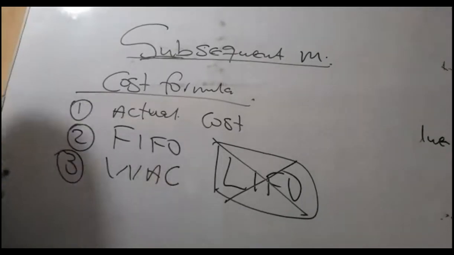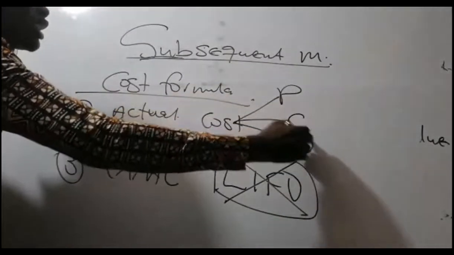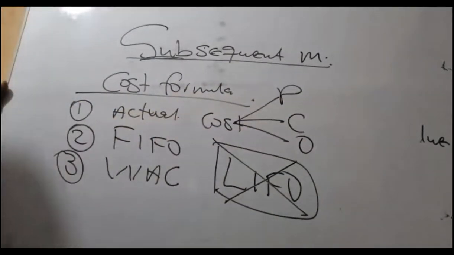The actual cost comprises the three items that we saw: purchase cost, conversion cost, and any other cost. Or you can use FIFO, then you are done. Now this actual cost must be specific. Take note, it must be specific to the item. Now we are done with the cost.